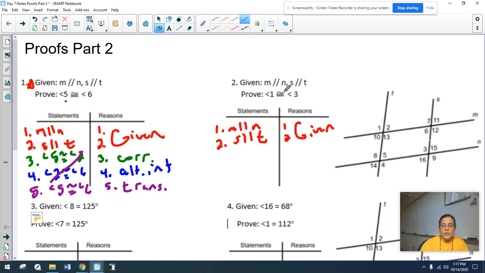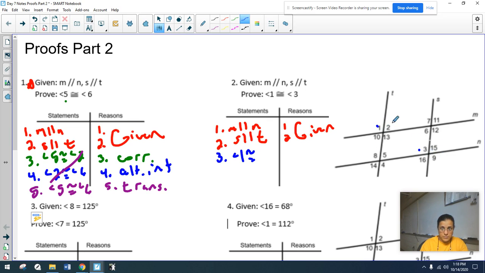Okay? So you always want to start and look where you're trying to get. We're trying to get 1 and 3 together. So I'm going to start with 1. And I'm going to find something that 1 is equal to. So it either needs to be over here or over here, because those are the ones that are attached to the same line. I can't do these 2 because they're attached to all 4 lines. 3 is attached to N and S, and then 1 is attached to T and M. That's why we can't put those together. They don't have a relationship.